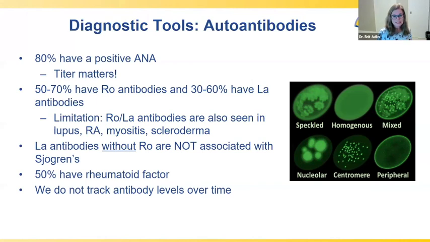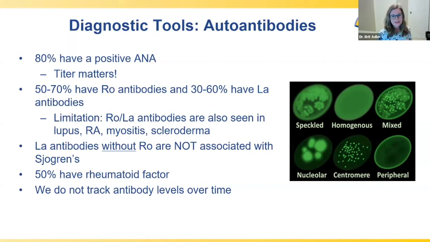And the titer really does matter. Sometimes the lab will report a titer of 1 to 40 or 1 to 80, which means it's a really faint titer, and it's not really lighting up that much. That tends to be much less clinically significant than much higher titers where it's really, really bright and there's very strong antibody binding.